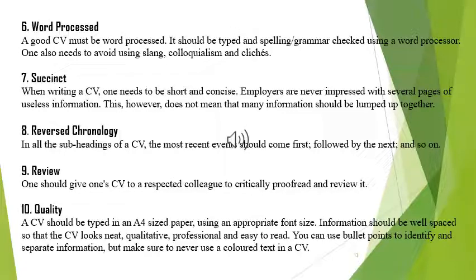There is what is also called reversed chronology. So in all the subheadings of a CV, it is the most recent events that should come first, followed by the next, and so on. That is to say, when you are listing your achievements or your credentials, you start from the most recent achievement. Let's suppose you have a PhD. So instead of beginning the CV by saying you attended primary school in this so-and-so place, or that you got your BA in Bayero University, and then you got your MA in ABU, and then your PhD in Alabama, you should start from the PhD, because that is your most recent and your highest achievement.